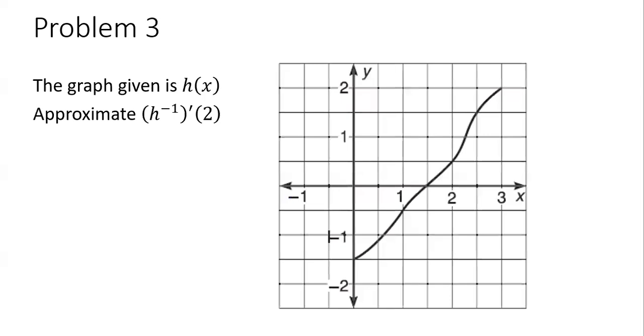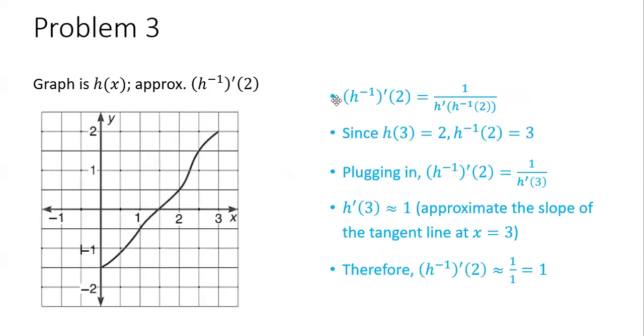Problem 3, the graph given is h of x. Approximate h inverse prime of 2. Okay, got to use that formula again. H inverse prime of 2 is 1 over h prime of h inverse of 2. So we need h inverse of 2, which means we are interested in when h of x is 2.